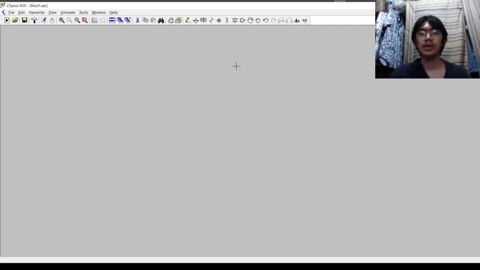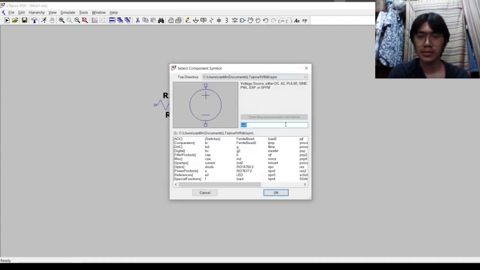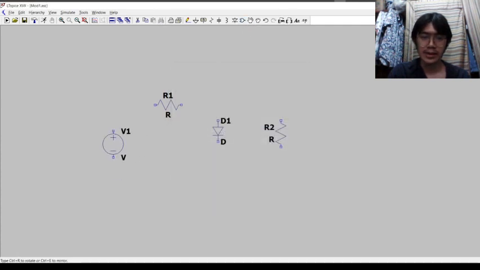I'm Castillo from ECEA-1-1L and today we're going to create and analyze a biased clipper circuit. In order to create that, we will need a diode, two resistors, and voltage sources, one is AC and the other one is DC, connected in reverse bias with the diode. We will need a ground and a wire.